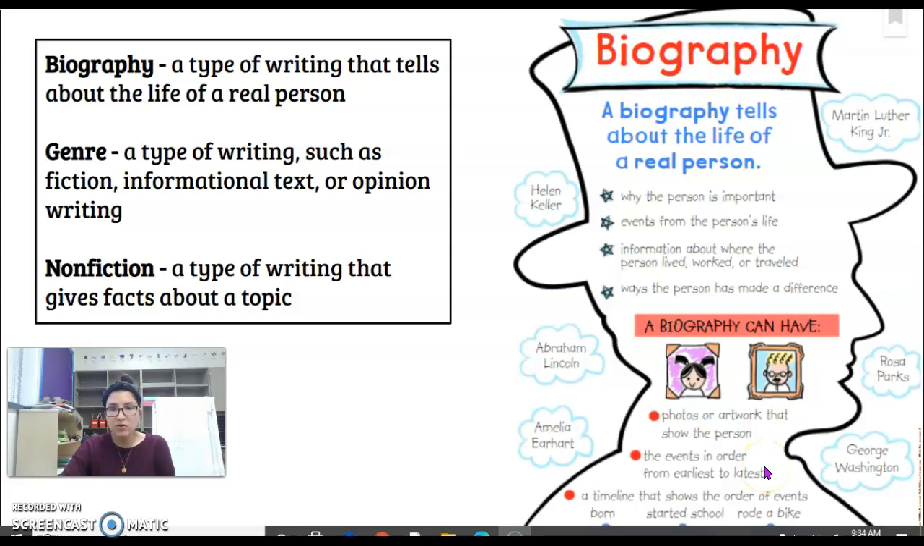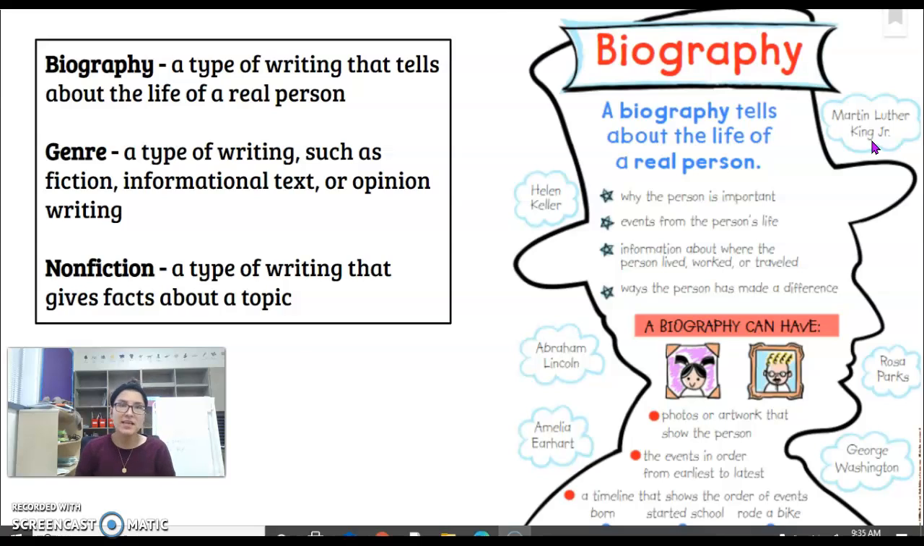The events are in order from earliest to latest, so the beginning of their life to the middle to the end of their life. And then a timeline that shows the order of events from when they were born, started school, rode a bike, went to college, all those little things in order, okay? Here are some important people that have biographies over them. Helen Keller, which I know we've learned about in writing. Abraham Lincoln. Amelia Earhart, we read a couple stories over her. George Washington. Rosa Parks. Martin Luther King Jr.